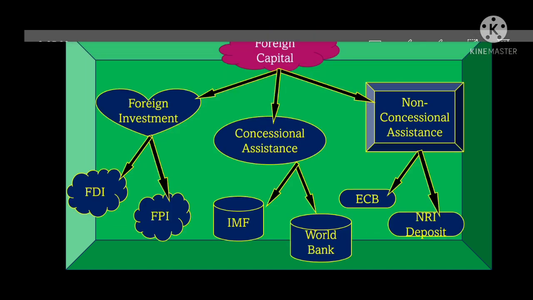Let's move forward. Now we will talk about the other form of foreign capital. This is non-concessional assistance, which includes external commercial borrowing and NRI deposits.